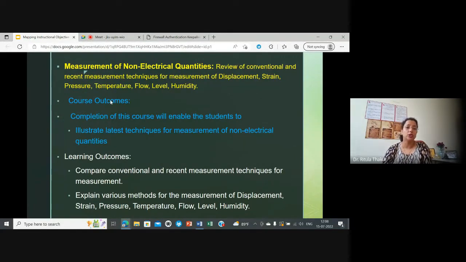From this, the course outcome is that the student will be able to illustrate the latest techniques for measurement of non-electrical quantities, and the learning outcomes are from here: compare the conventional and recent measurement techniques for measurement, explain various methods for the measurement of displacement, strain, pressure, temperature, flow, level, and humidity. So this is how we make our course objectives or course outcomes for a particular subject.